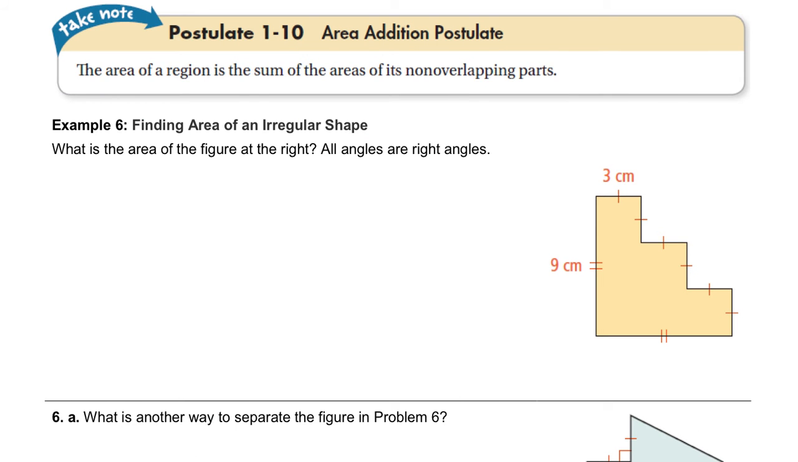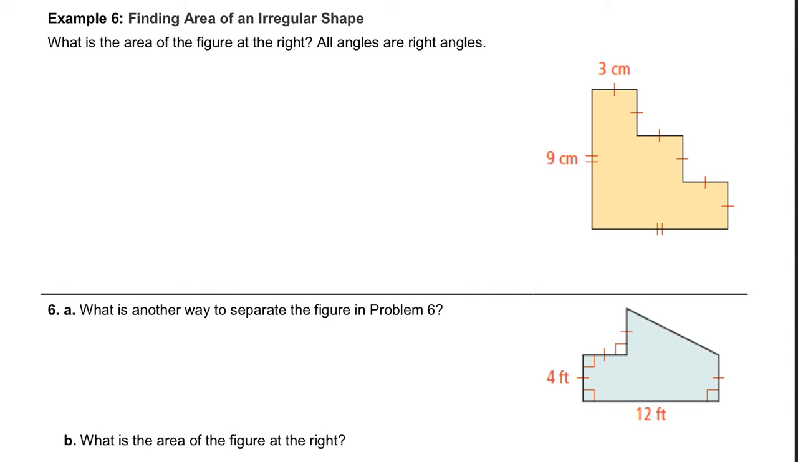So the next part we're going to talk about is called the area addition postulate, which just means the area of a region is the sum of the areas of its non-overlapping parts. So in example 6, you're finding the area of an irregular shape. You've got to split this shape up into more familiar shapes. So what I would do with this shape is split it up into more familiar shapes.